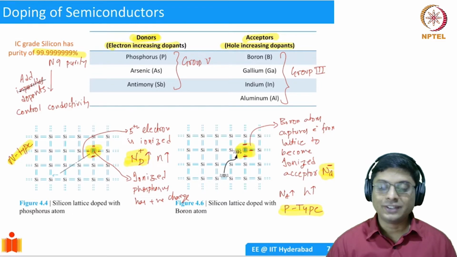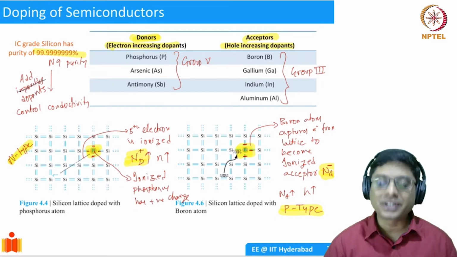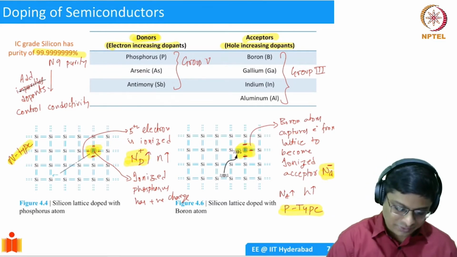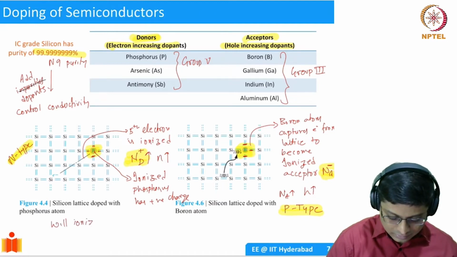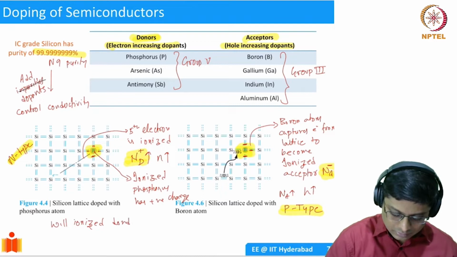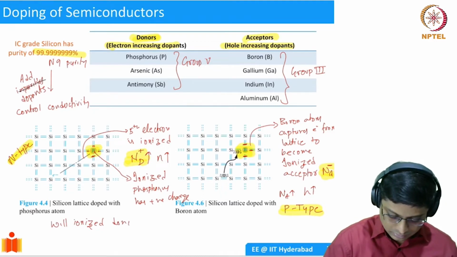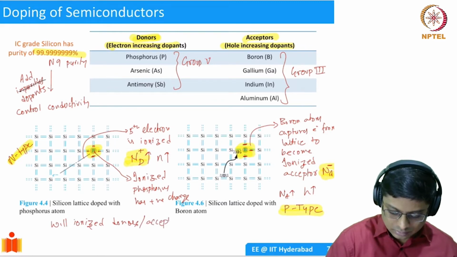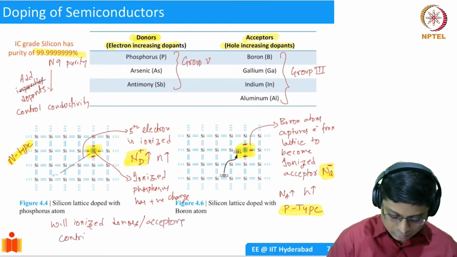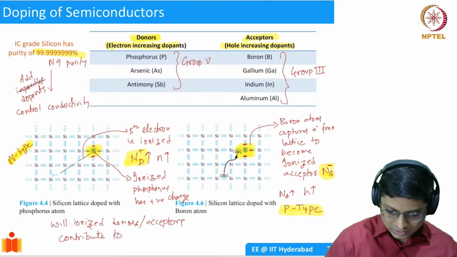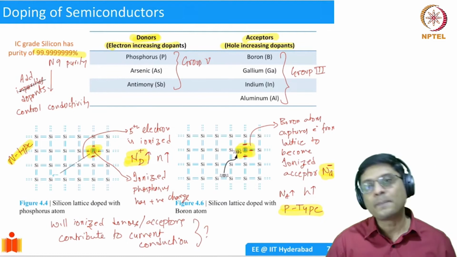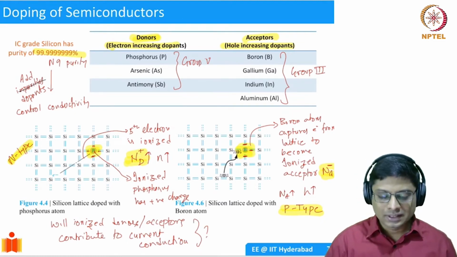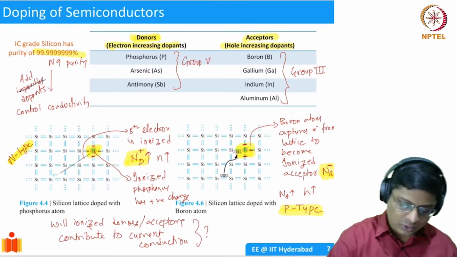Now let me ask you a question. Will the ionized acceptors or donors contribute to conduction? Please think about it. If you want, you can pause the video and then think about it. So, will ionized donors or acceptors contribute to current conduction? Will they? Well, they cannot. Okay. This answer is going to be no.